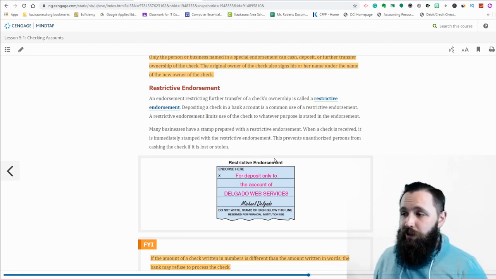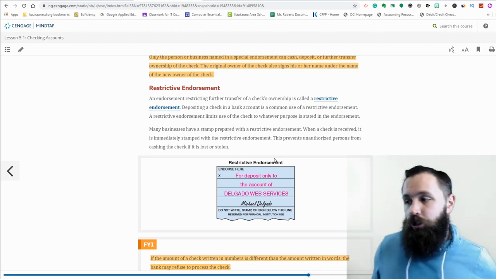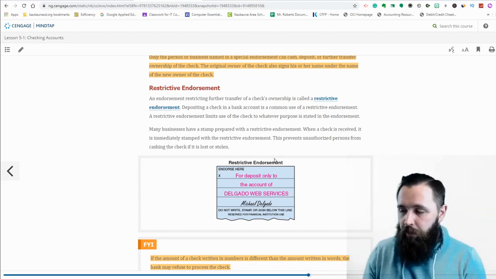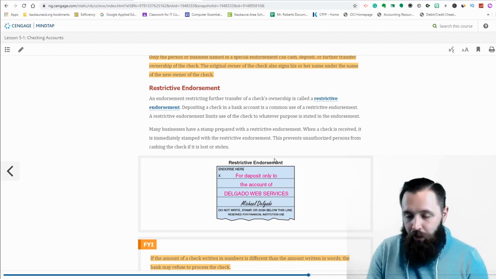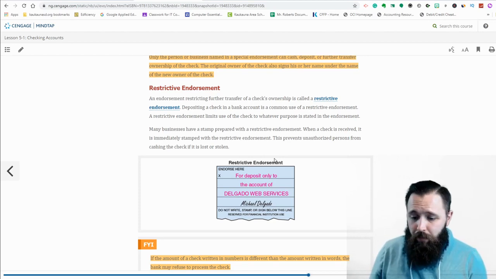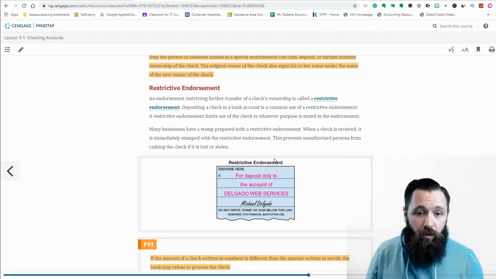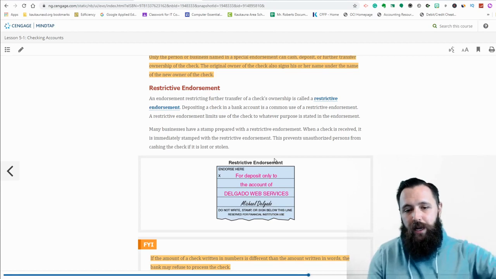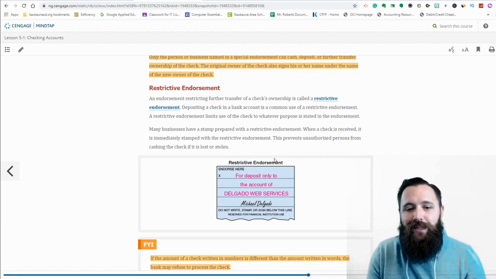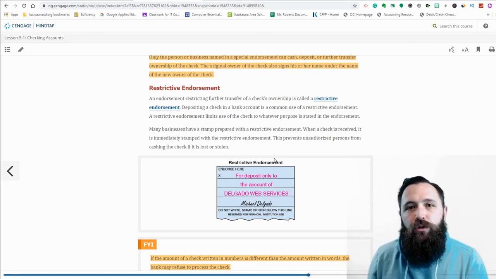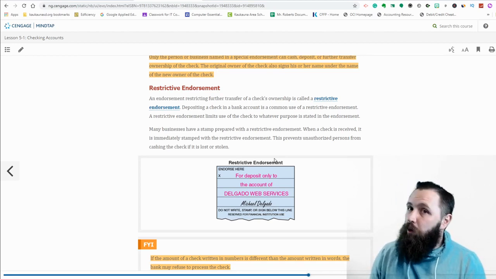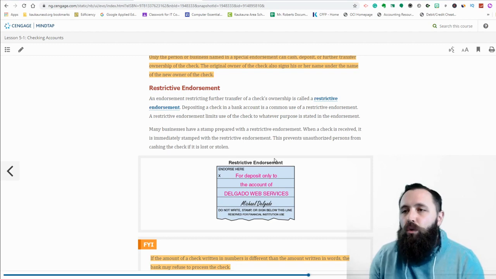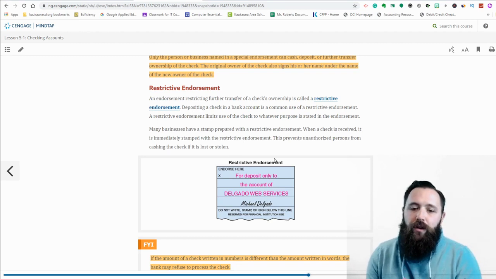So think about this for a second. Mr. Delgado gets a check from a business owner, and he might be concerned as a business owner that this check might get lost or something else. So immediately when he receives it, he has a rubber stamp, and boom, he stamps it, and it says "for deposit only to the accounts of Delgado Web Services," which is pretty much saying this is the only place that it can go.